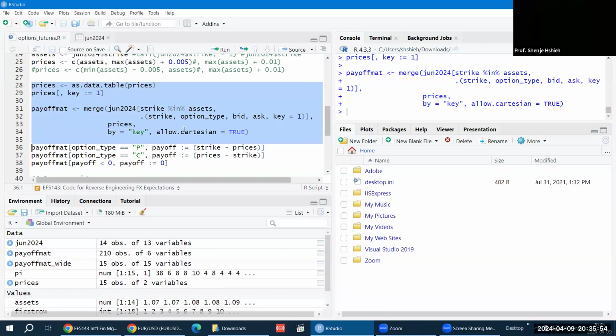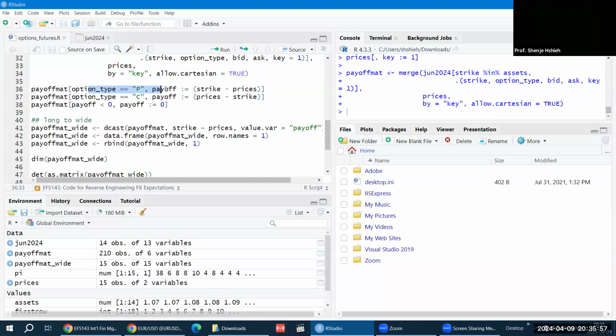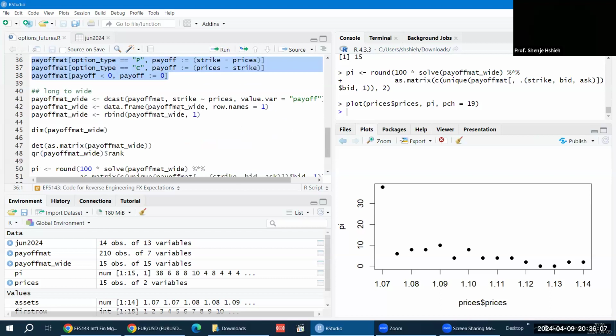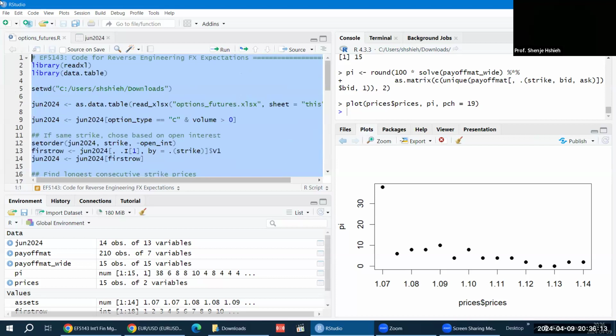You can see here, if the option type is put, the payoff is strike minus prices. If it's a call, it's prices minus strike. If the payoff is negative, it's 0. I hope that's obvious. And then I am converting it to a payoff matrix. Let me show what that looks like, so let me rerun everything.